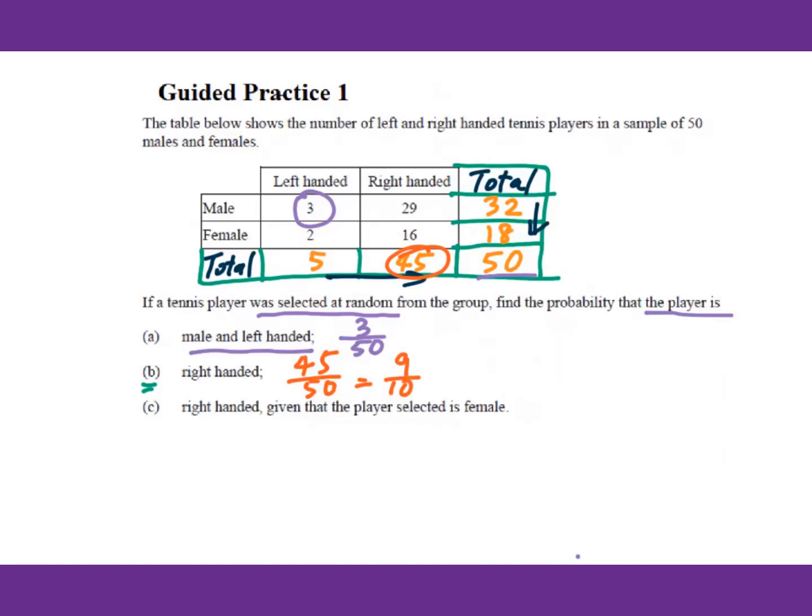For C, we need the probability that the player is right-handed, given that the player selected is a female. Since this is a conditional probability, you could clearly see how many people are female. That is 18. Among these 18 people, how many players are right-handed? That's 16. So 16 over 18, 8 over 9 will be the solution.